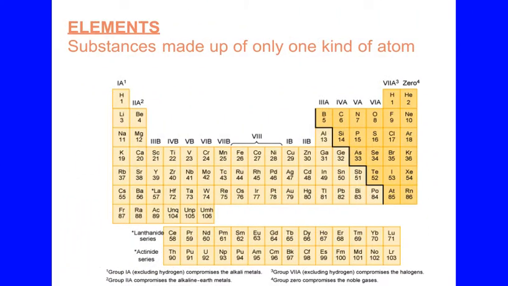Now, elements are substances that are made up of only one kind of atom, and when we study biology, we're going to look specifically at some very important elements that make up most of the compounds and molecules in our body. Specifically, carbon is the main, very important element in living things, but we also have lots of nitrogen, oxygen, and hydrogen as well.